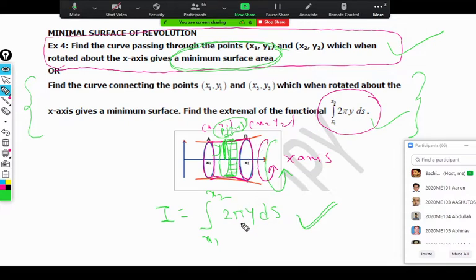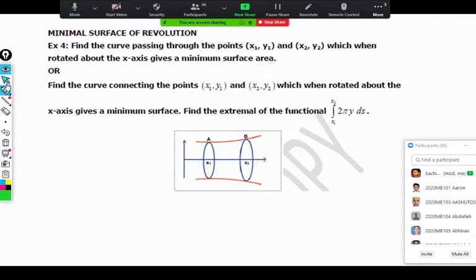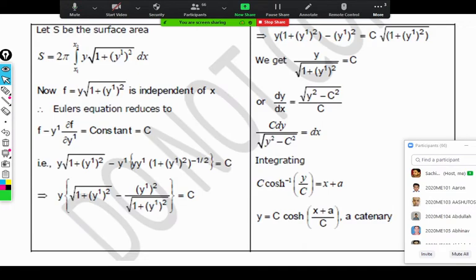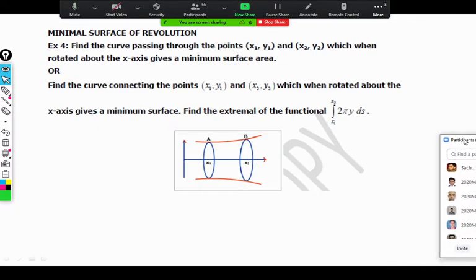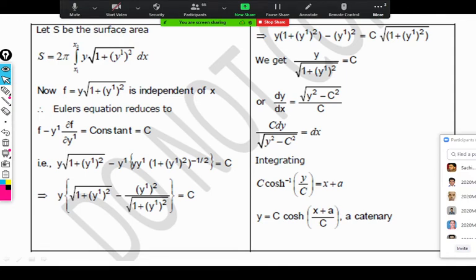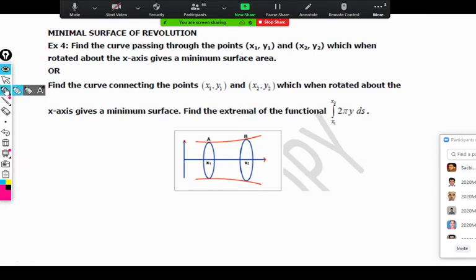So let me find out the curve y equal to f of x for which this integral has a minimum value. Already the solution is written here, but I want to do it on our own, so let me do it here only. This is the integral that we have to minimize: I is equal to the integral from x1 to x2 of 2 pi y.